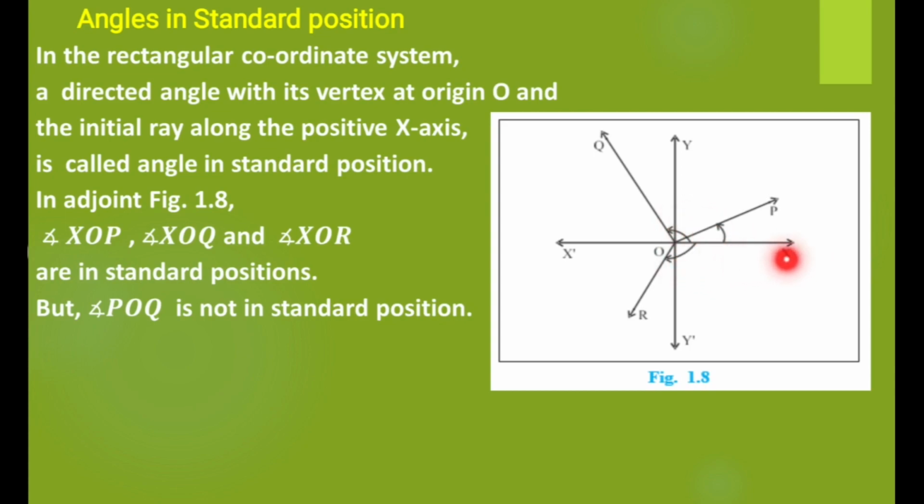So here the initial arm is along the positive x-axis and the vertex is at the origin. In the first angle the vertex O is at the origin, and in the second angle also vertex O is at the origin. Then XOR. Now see this XOR. Here also the initial arm OX is along the positive x-axis and the vertex O is at the origin.